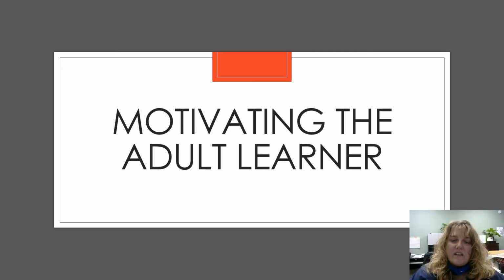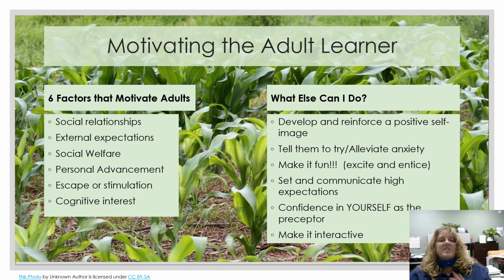So when it comes to motivating the adult learner, we're going to look at that and we'll be done for today. So motivating the adult learner, there's 6 factors that go into motivating adults. 1, social relationships are huge. External expectations, social welfare, personal advancement, escape or stimulation. Maybe they're looking for something to do and they decide to take paramedic class. Cognitive interest. So those are 6 factors that motivate adults. And if you can play to any of those motivators, then you're going to have them in your pocket and you're going to be able to keep them excited, enticed, engaged and empowered for the time that they're with you on the truck.